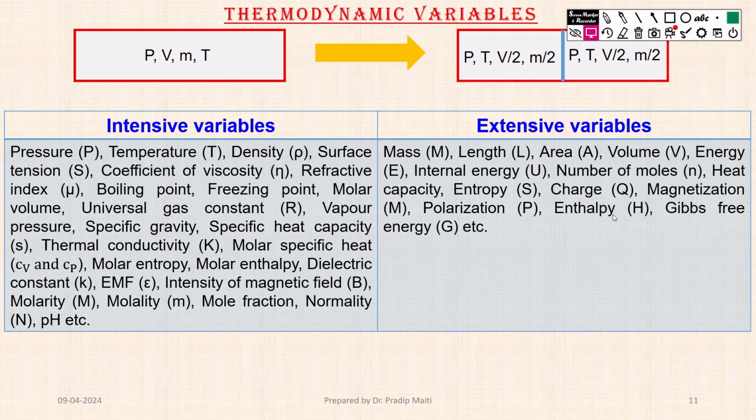In the case of extensive variables: mass, length, area, volume, energy, internal energy, number of moles, heat capacity, entropy, charge, magnetization, polarization, Gibbs free energy, all are extensive variables. So remember, all the energy terms present in thermodynamics are extensive variables, and all the quantities or variables measured per unit volume or per unit mass are intensive variables.